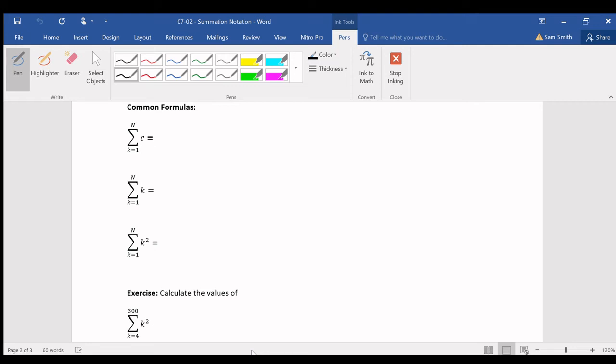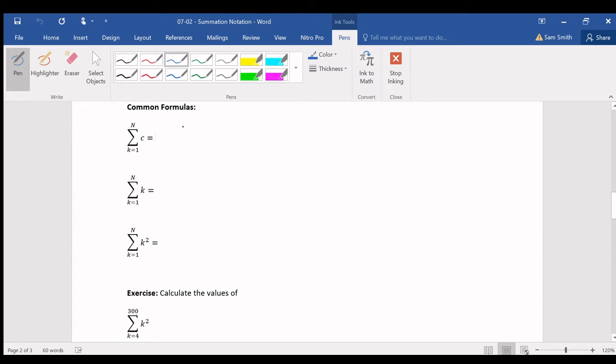Now that we've had the opportunity to talk about the basics of what summation notation means, let's establish some common formulas, some rules and tips and tricks to make calculating those sums a little bit easier. So to begin with, let's look at this example where we're taking the sum as k goes from 1 to capital N of a function which doesn't depend on k at all, of a constant function.